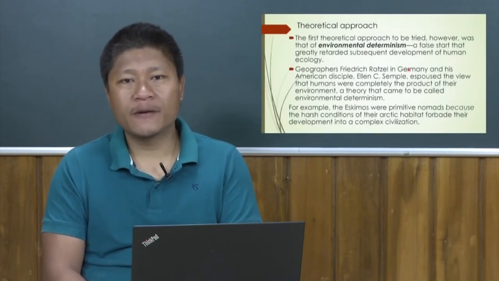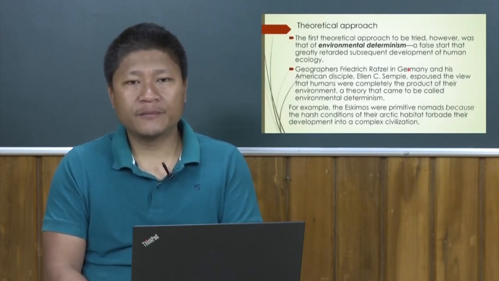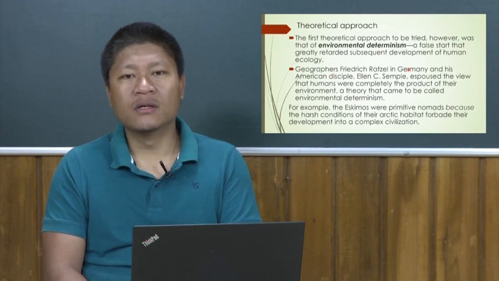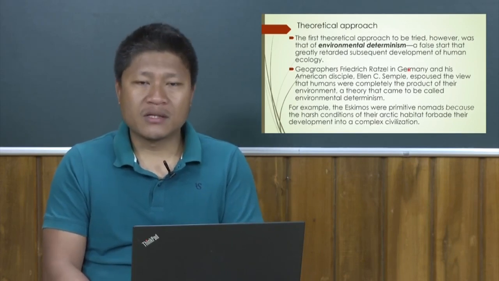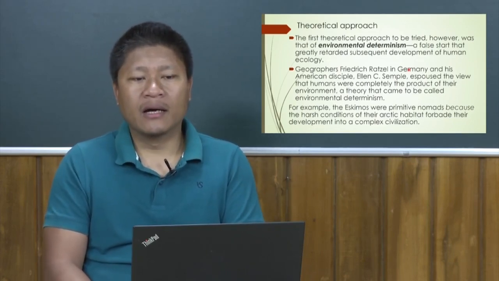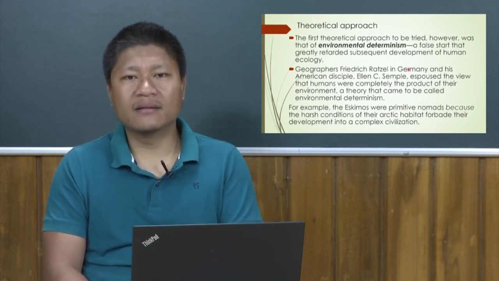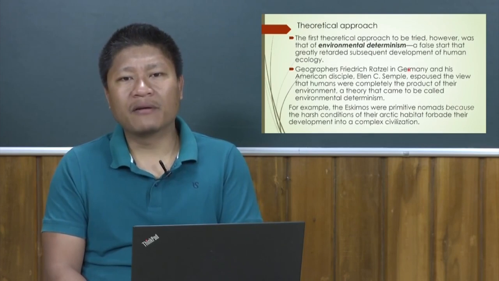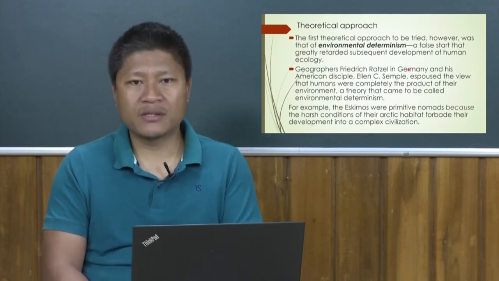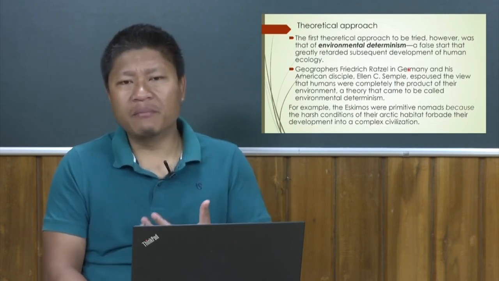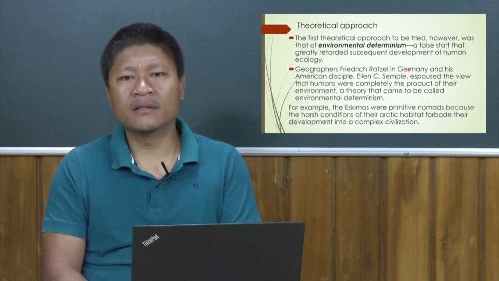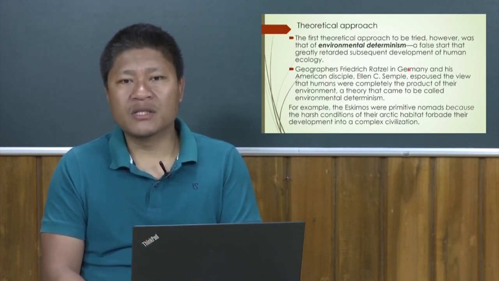After discussing the origin of human ecology, and also covering the Chicago school wherein human ecology was initially conceived, in this lecture we will have an overview of the theoretical approaches which are very much used in human ecology, and they are environmental determinism and environmental possibilism.